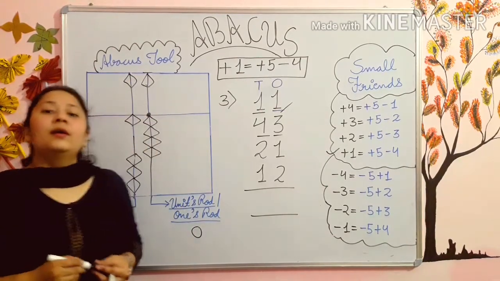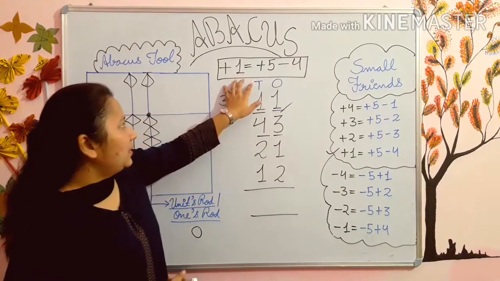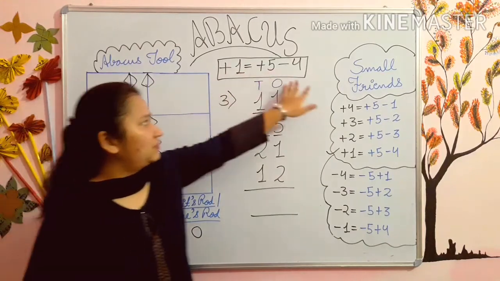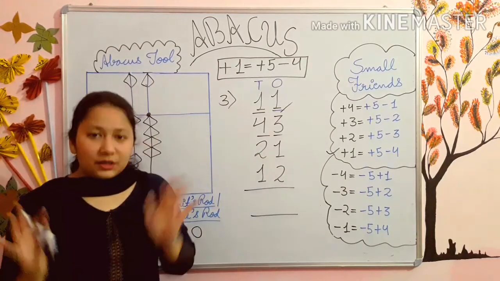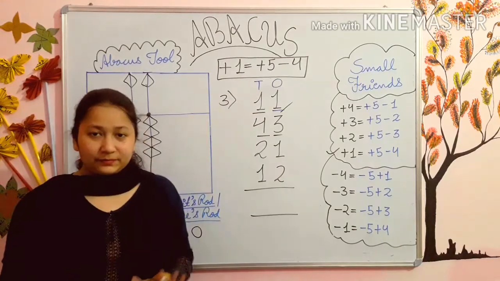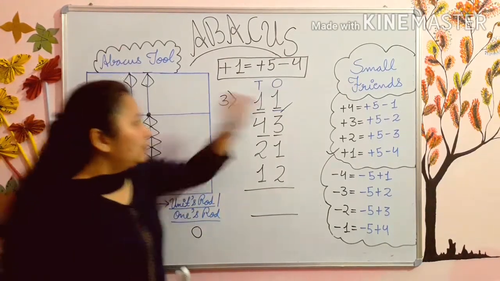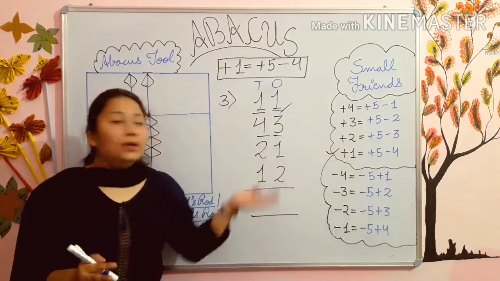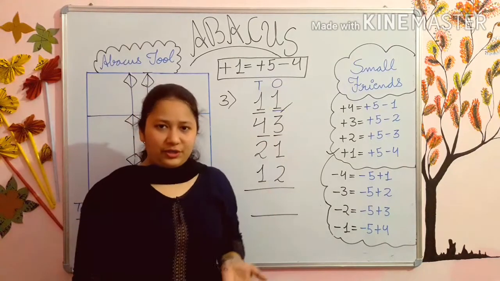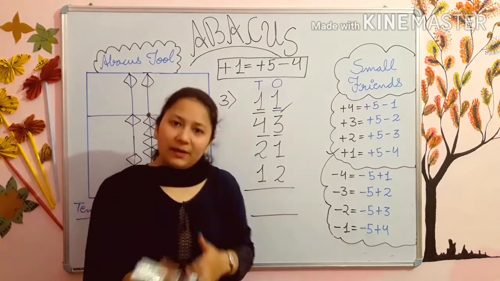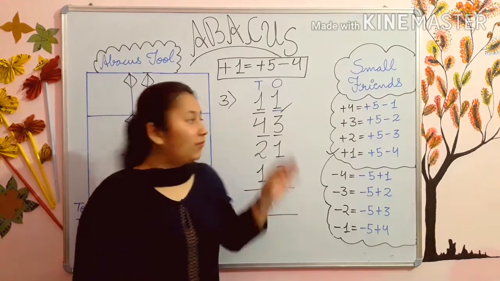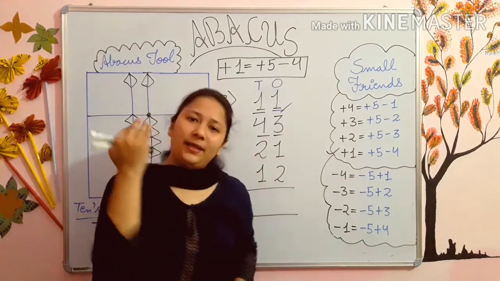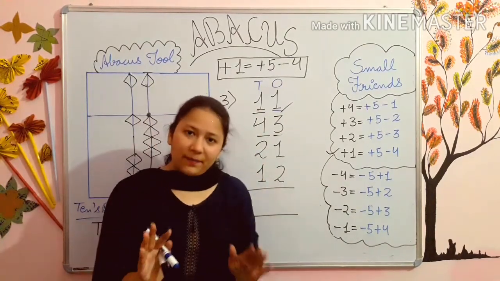Now students, today's topic is +1 is equals to +5 minus 4. Means our today's video is based on this formula. But these 3 formulas we have done earlier. So they can also come again in our questions. So we have to learn them. Learn them means whenever they come again, we have to apply them again.